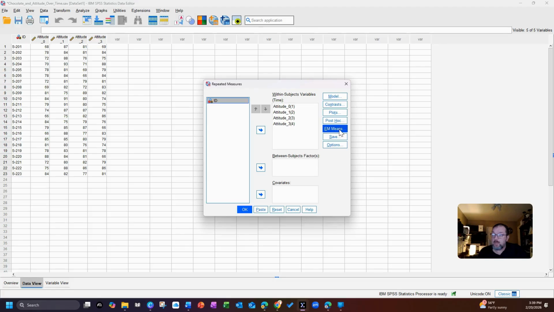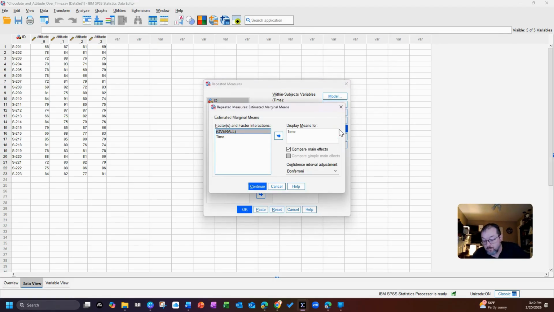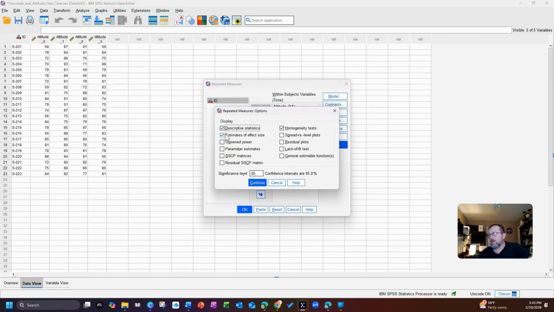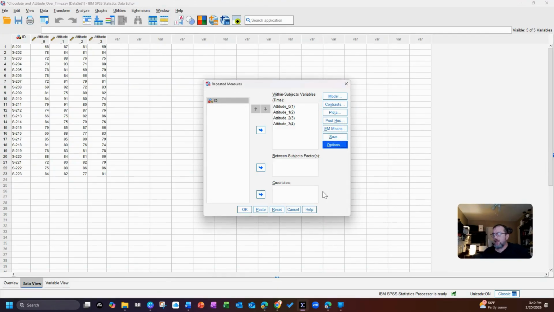Once I did that, I went to EM Means. Under EM Means, I moved time to my display means for. I clicked compare main effects. I went down here to confidence interval adjustment, and I checked Bonferroni, and I hit continue. Under options, I selected descriptive statistics, estimates of effect size, and homogeneity test. I made sure my significance level was at 0.05, and then I hit continue, and then I hit OK.